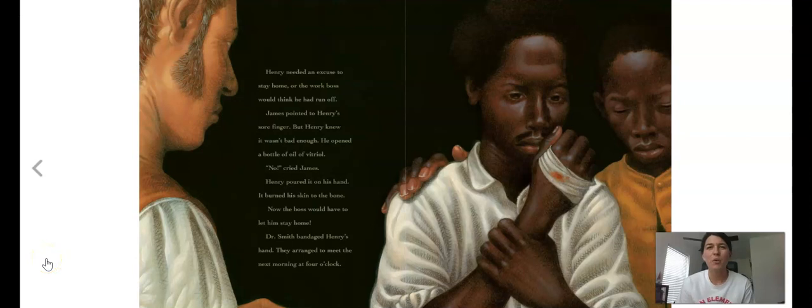If we were reading and you were wondering what that word vitriol meant, we can use our context clues real quick so we get a better idea of what Henry did to himself. It said he opened a bottle of oil of vitriol and it burned his skin to the bone. So we can infer that the word vitriol is some sort of acid or something that can burn skin. So we know that's one way that Henry is trying to lead to the solution of making himself free.